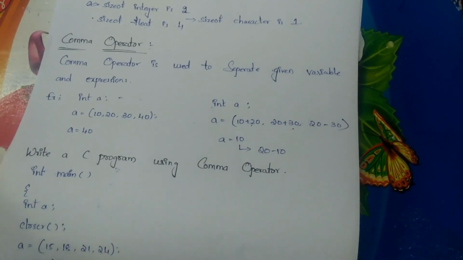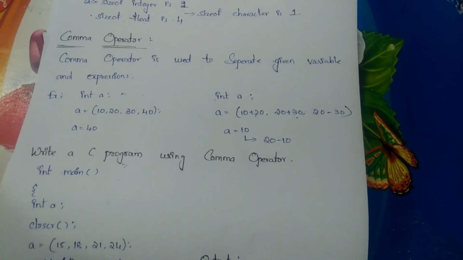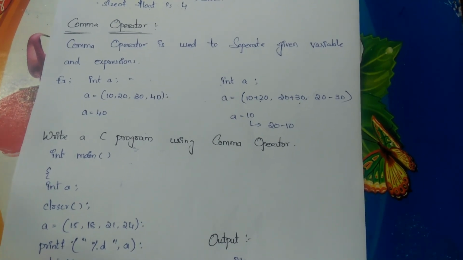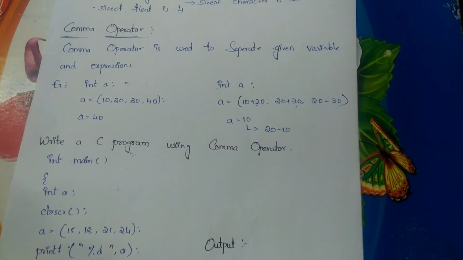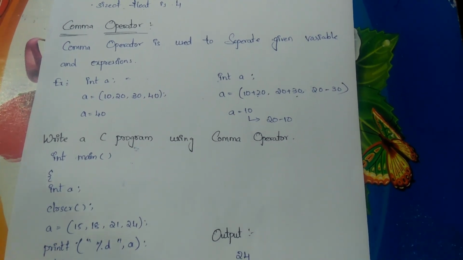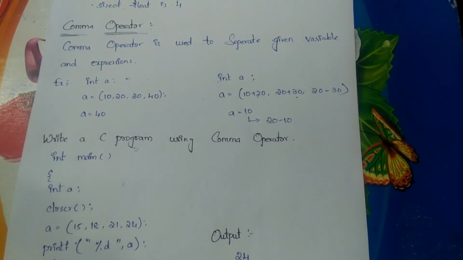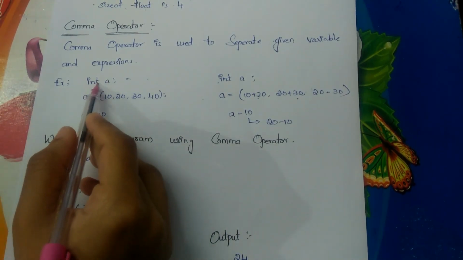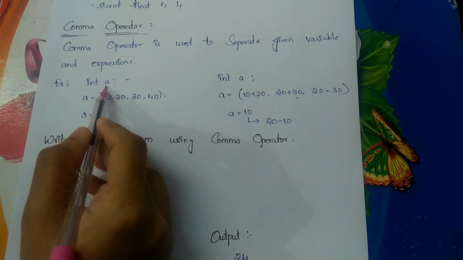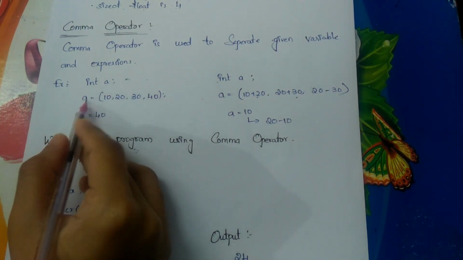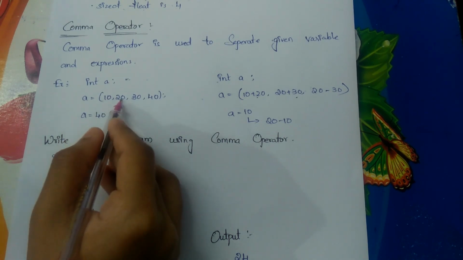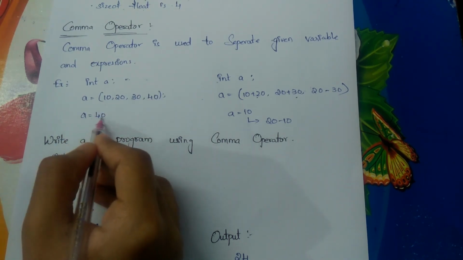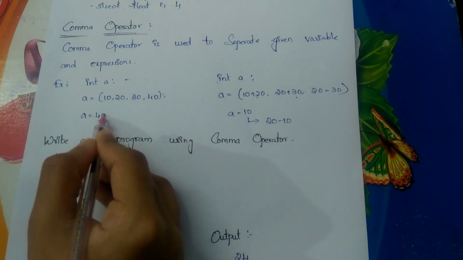So in this comma operator, the comma operator is used to separate given variables and expressions. So we will be having variables in a program. We do not use only one variable, we use many variables in a program. So let's see an example for this. So int a, I am declaring one variable a, and for a it takes the values 10, 20, 30 and 40, and a is equal to 40, it takes the last value, 40.